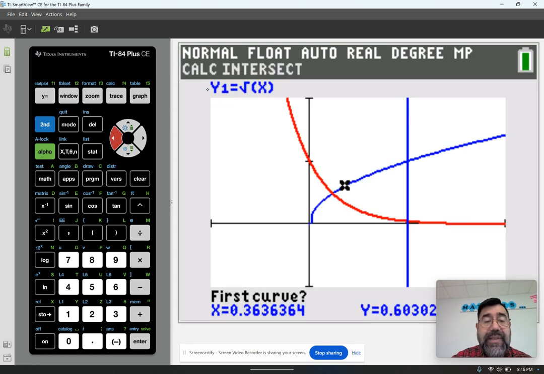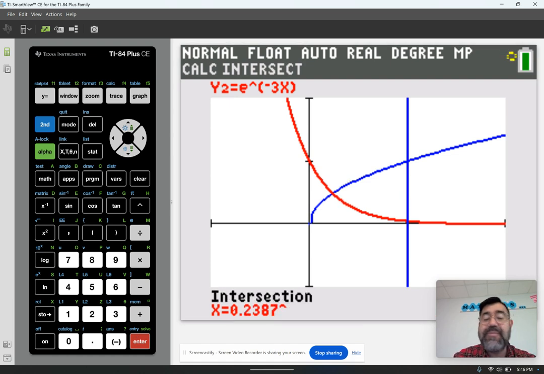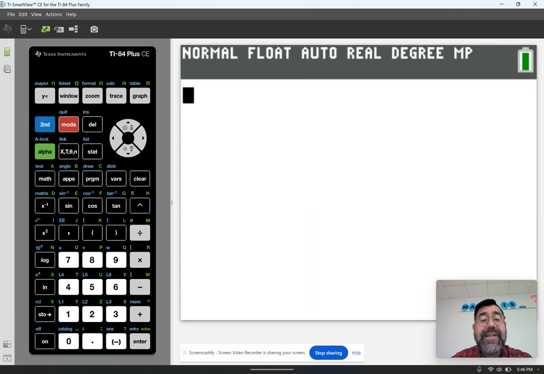The first question is, is this blue curve the first curve you want to find the intersection for? Yes. Is the red curve the second function you want to find the intersection for? Yes. I want to take a guess, so press enter. And the intersection is 0.2387. Now I'm going to go ahead and save it.